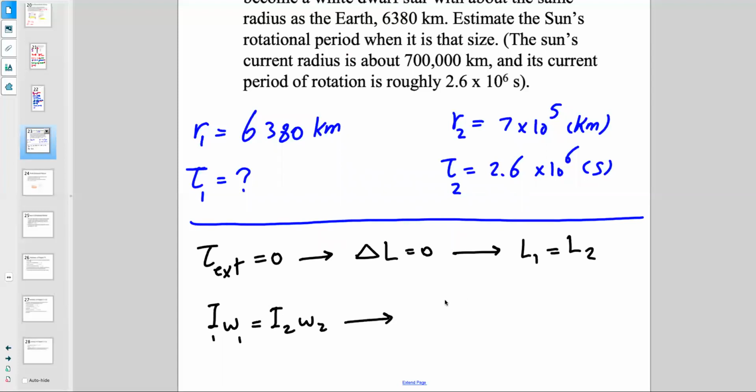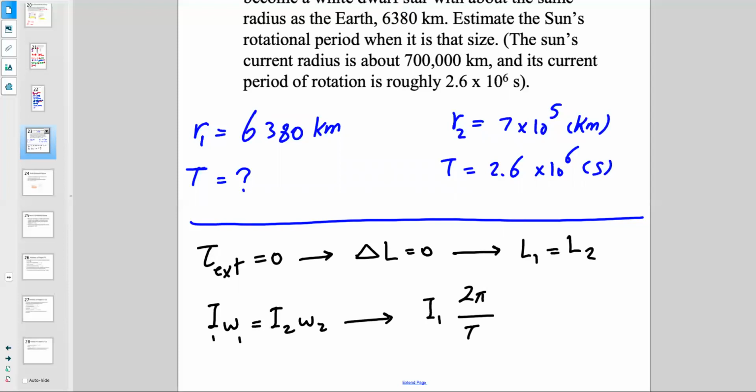Okay, so I1, and we know what omega is. Omega is 2 pi over tau, or 2 pi over t. So let me go ahead and make some changes here, because I don't want you to be confused. Let me go ahead and use t, or capital T, for period, so you're not confused then.